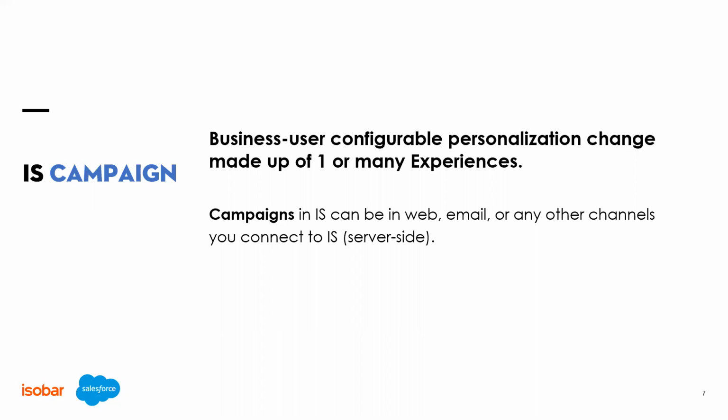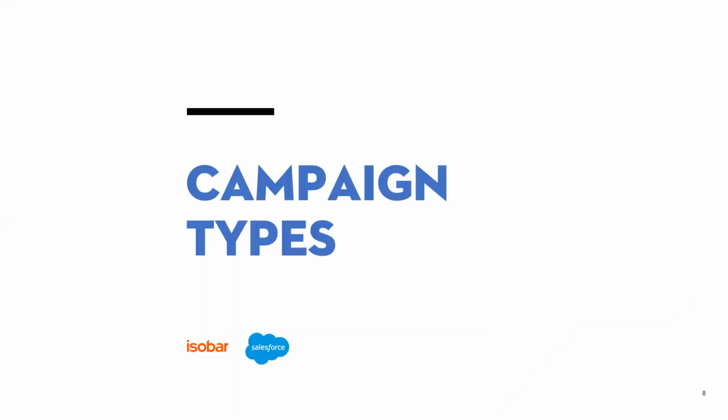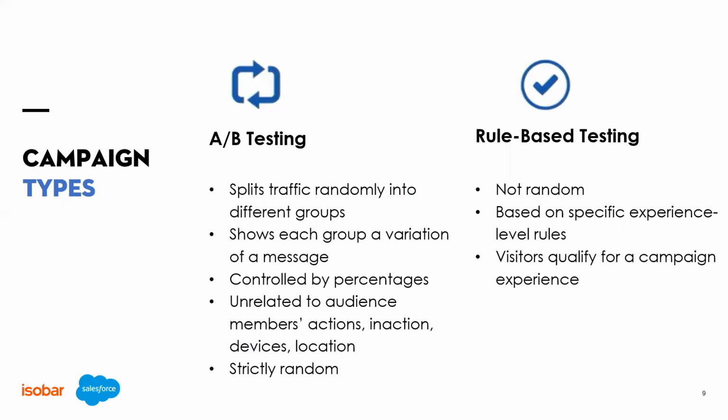Campaigns in Interaction Studio can be delivered in web channel, email, mobile, and any other channels connected to Interaction Studio. They are meant as server-side campaigns as well. You can bring some data through API. For now, we'll continue with showing you some campaign types that could be delivered from Interaction Studio.